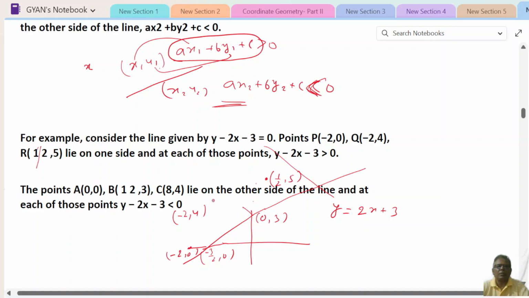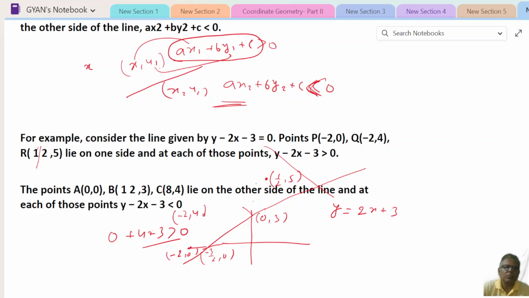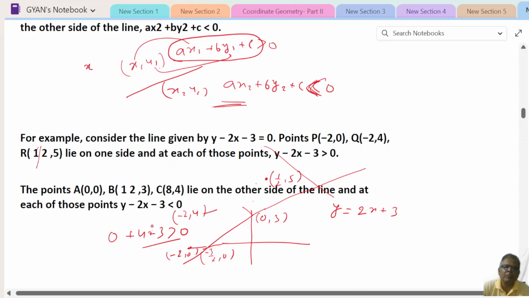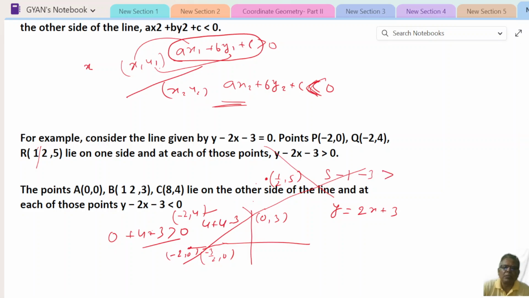Now you put these in the equation y minus 2x minus 3, and you will always find the same sign. Suppose y is equal to 0 and x is equal to minus 2: 0 plus 4 minus 3 is greater than 0, so this gives a positive value. For y is equal to 4, 4 plus 4 minus 3 is also positive. Putting x is equal to half and y is equal to 5, 5 minus 3 is also greater than 0.